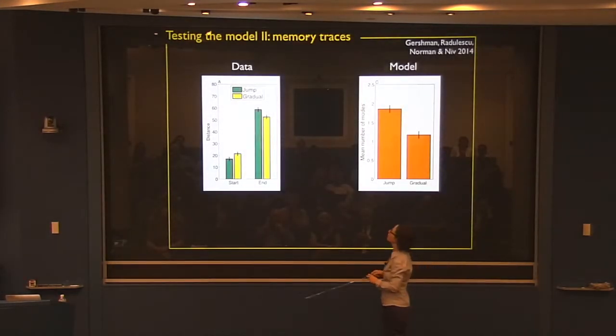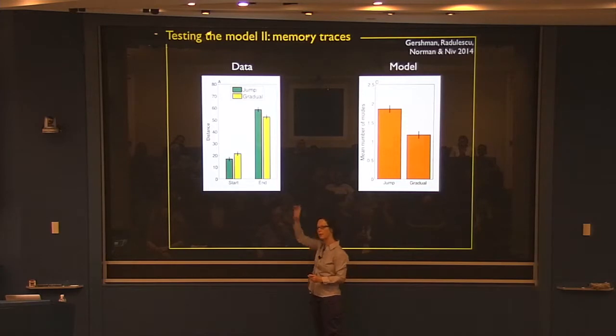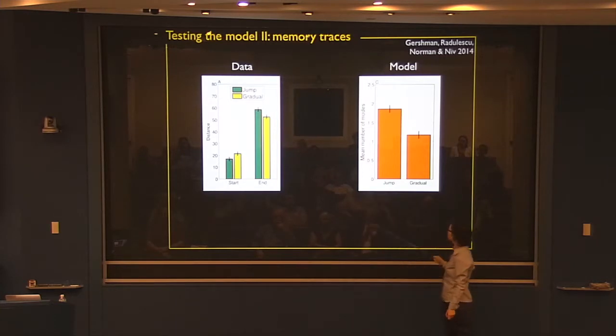So in the jump condition, the condition that we hypothesized would generate 2 clusters, their reconstructed line is closer to the start, which is what we want, and farther from the end, which is what we want again. And if we run our model here, in the jump condition, it infers 2 modes or 2 clusters, whereas in the gradual case, it infers a little bit more than 1.